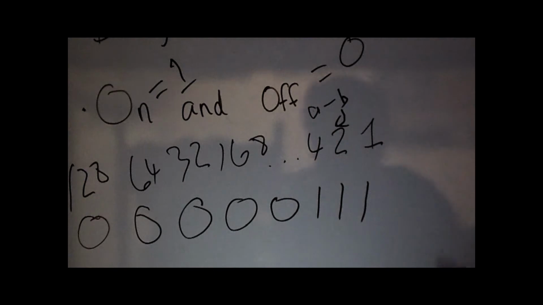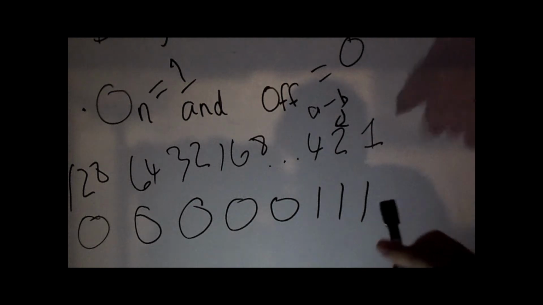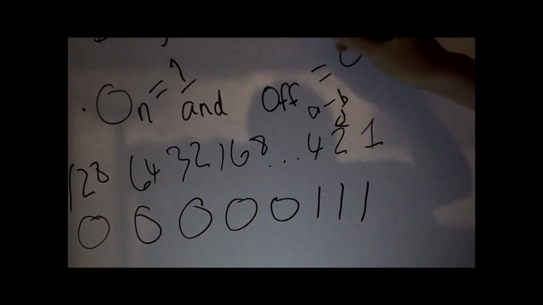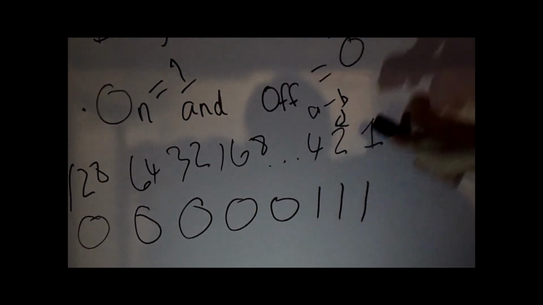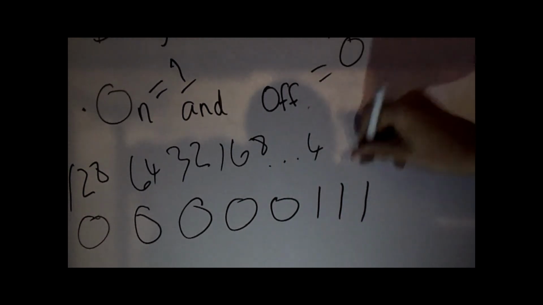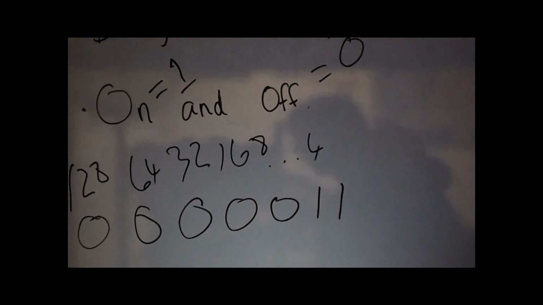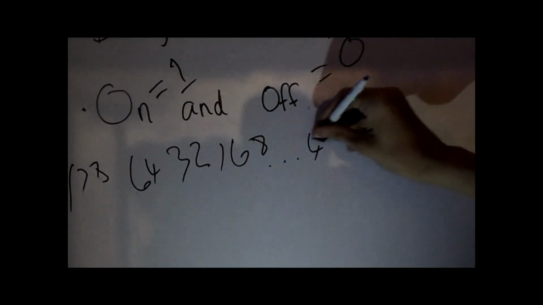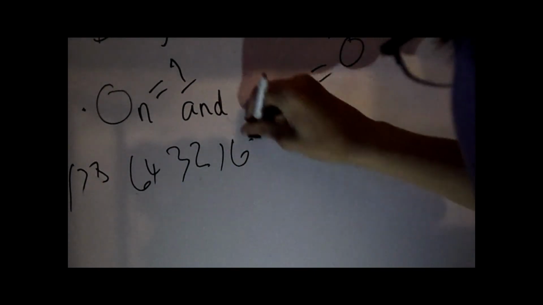If you think about it, we use a base 10 system. I'm about to go off the screen, so I'll erase some of this. Okay, good, I have about a minute left. A base 10 system uses numbers 0 through 9. Binary uses only 0 and 1, and then hexadecimal uses 0 through F, I believe.